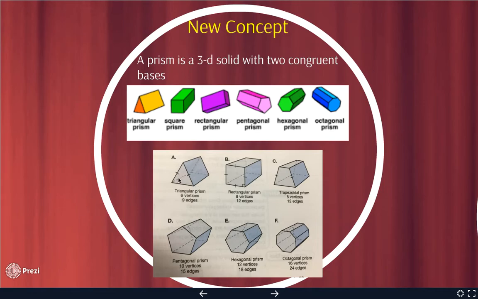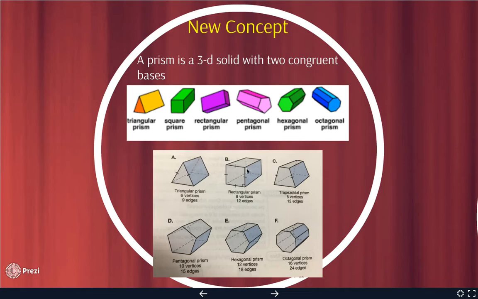Here's a triangular prism. It has 6 vertices. Remember, vertices are the points where faces meet, and it has 9 edges. 9 edges are the lines that you could move along here. A rectangular prism has 8 vertices: 1, 2, 3, 4, and then on the other side 1, 2, 3, 4. It also has 12 edges. Every long line that goes across is an edge.